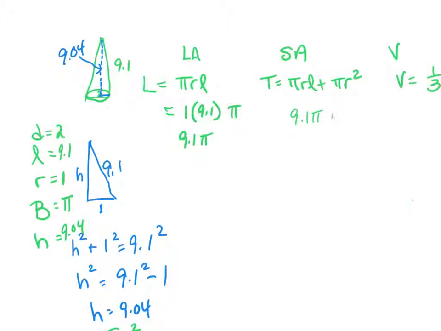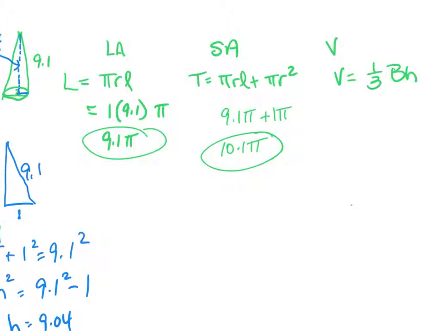9.1 pi plus pi r squared. And r is 1. So what's 1 squared? 1. So it's just going to be plus pi, plus 1 pi. And that equals 10.1 pi, because you add them like you add variables. So we have the surface area. Pi plus pi is pi.